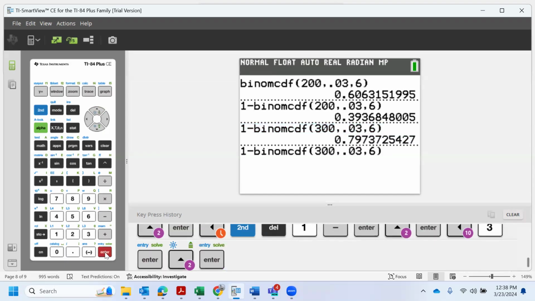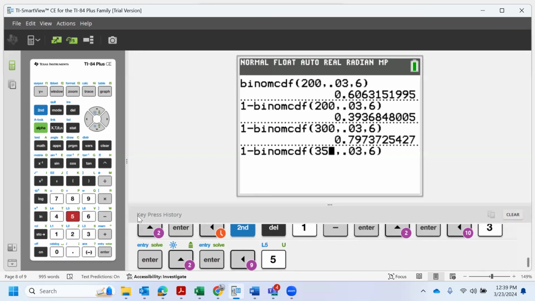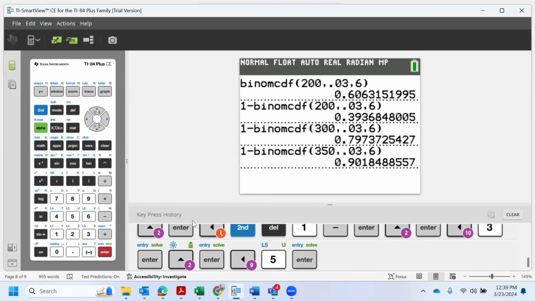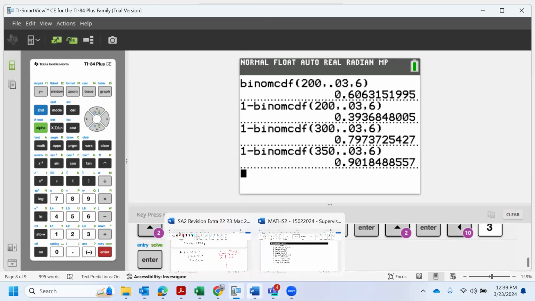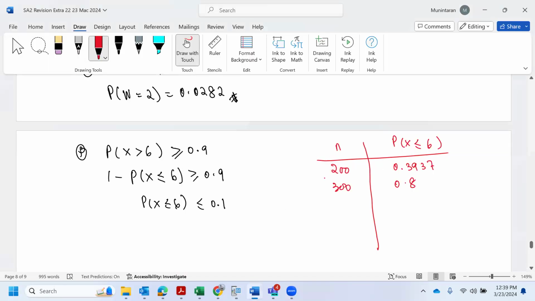Okay. Now maybe it's getting closer. We want to get to 0.9. So in this case, probably I will not put 400 because it's too much. I would just try probably 350. You want to put 400, I will put 350. It's already past 0.9. All right, so it's going to be 350. You will get 0.9.